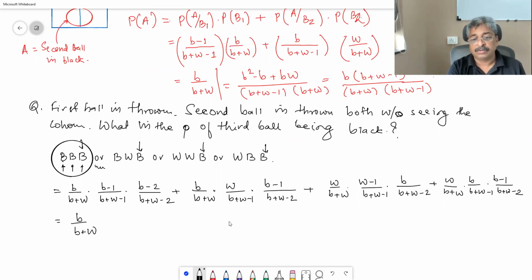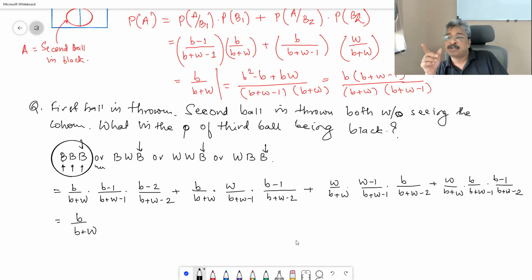So whatever complicated expression we get, by simplifying, the numerator will get factorized, and two of the factors in the denominator will get cancelled, and B plus W will remain in the denominator, and in the numerator you will have only B remaining there. So this is an interesting example because you are not watching the balls being thrown.